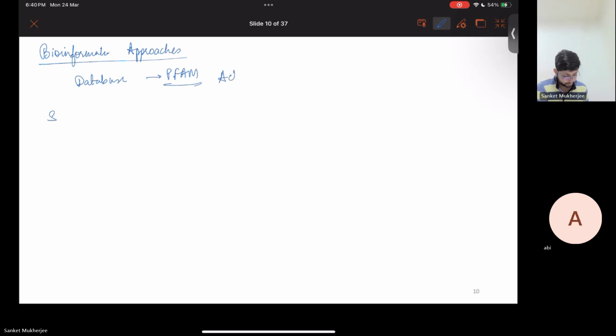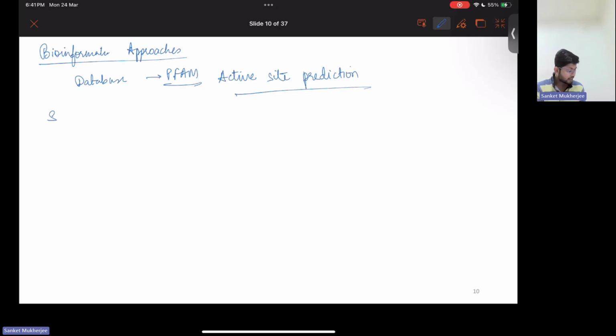Now, talking about the bioinformatic approaches, there is a database called PFAM where you can actually get active site prediction. It will basically color the residues red, the residues which are potential active sites. Now, talking about the structural approaches, we have again databases which have 3D folds.